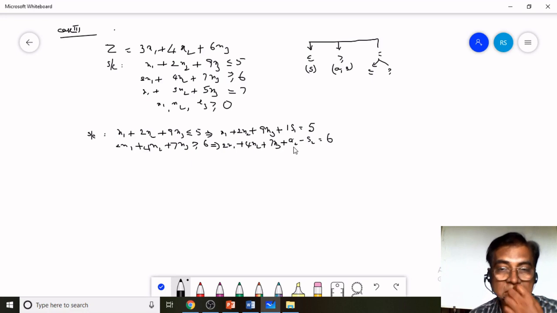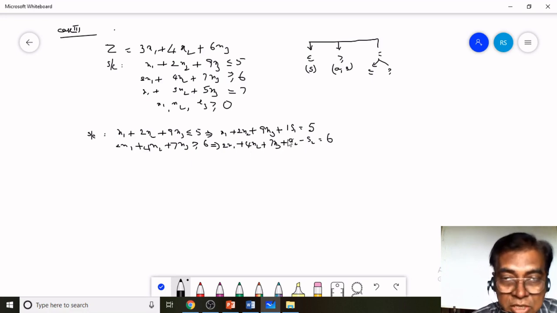Sir, why are you not using a1? Because the artificial variable a2 is connected to the second equation, so you have to write a2, don't write a1.